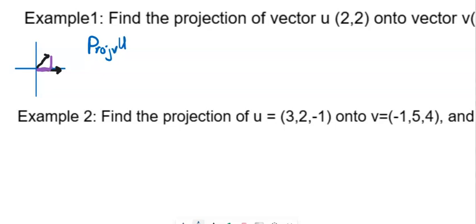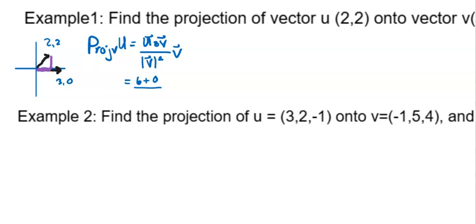So projection of u onto v is u dot v all over v squared times vector v. So let's find u dot v. So I have the point 2, 2, and I have the point 3, 0. And 2 times 3 is 6, and 2 times 0 is 0. So that'll be 6 plus 0 on the top.